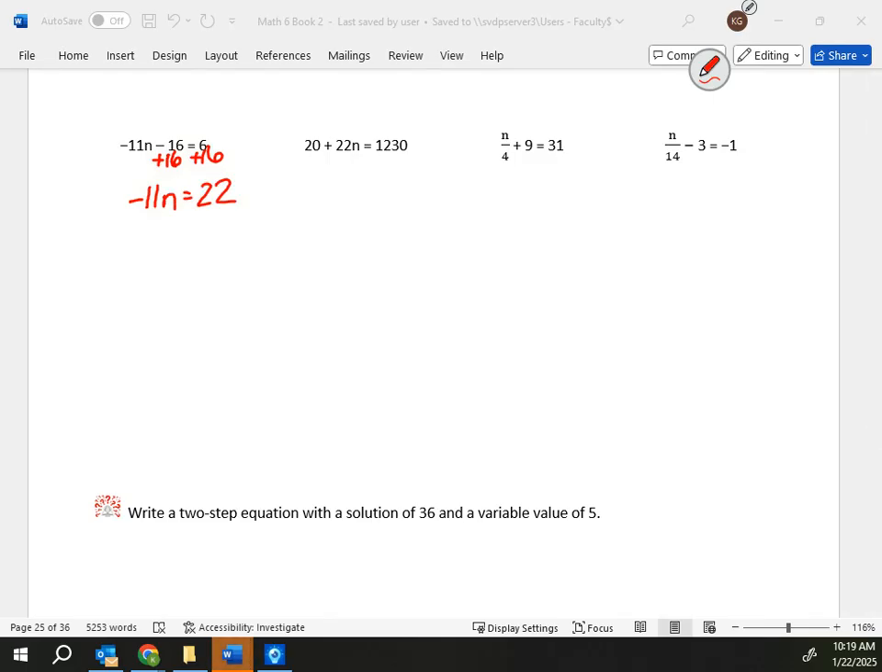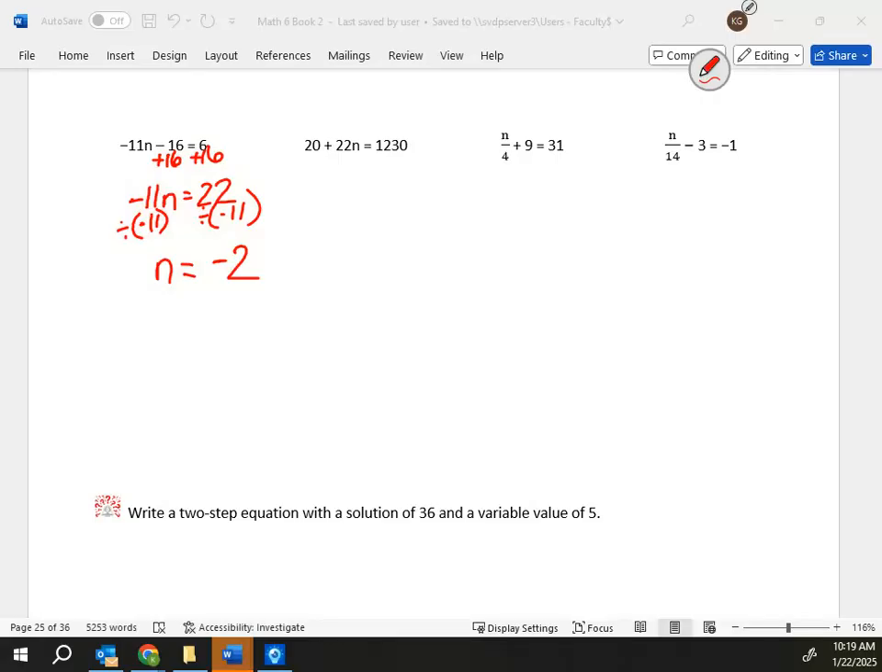Now we have negative 11, so we're dividing out that negative 11 on both sides because we want it to be a positive n. Negative divided by negative is a positive. Here we have a positive divided by a negative, so my answer is going to be negative. 22 divided by 11 is 2. So make sure you're paying attention to your negative rules when we're multiplying or dividing.